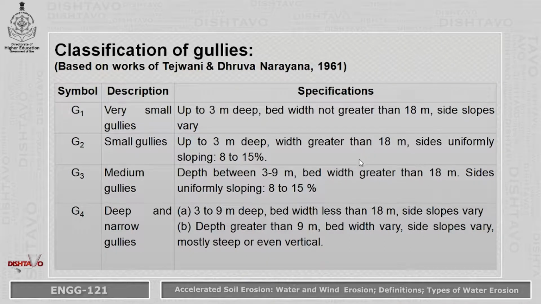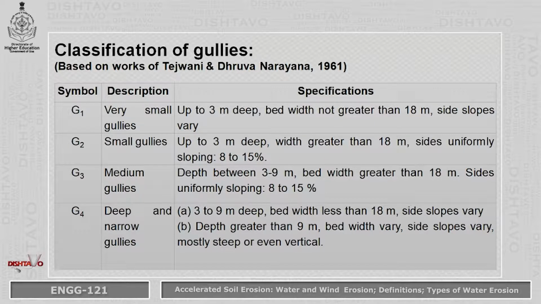Classification of gullies. Gullies are classified by two scientists, Tejwani and Dhruva Narayan. In 1961, they classified gullies into four types, that is G1, G2, G3 and G4. G1 means very small gullies having depth up to 3 meter and bed width not greater than 18 meter, and side slopes vary. G2 are small gullies having depth up to 3 meter, width greater than 18 meter and side slopes varying between 8 to 15%.